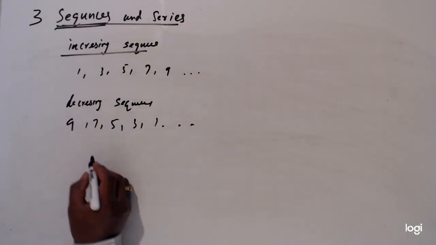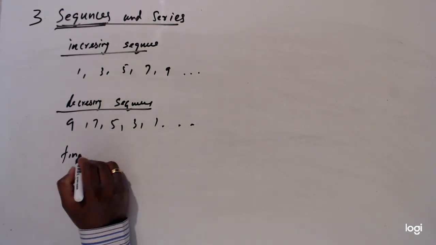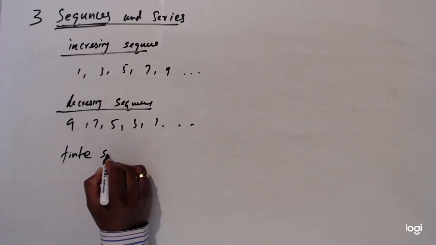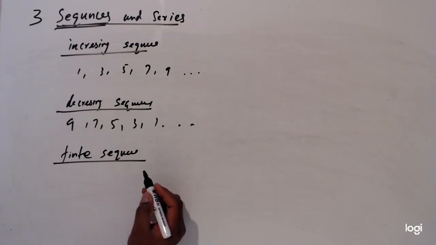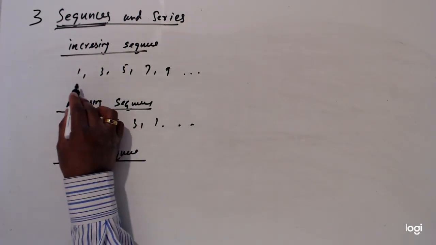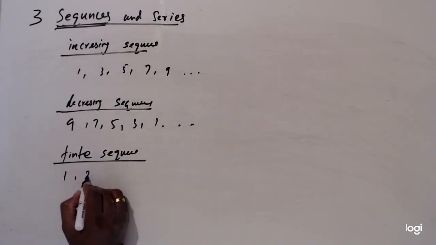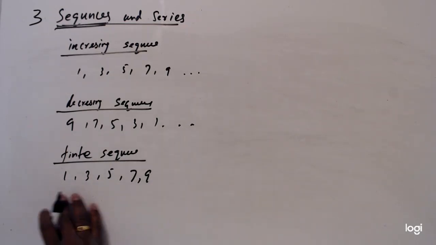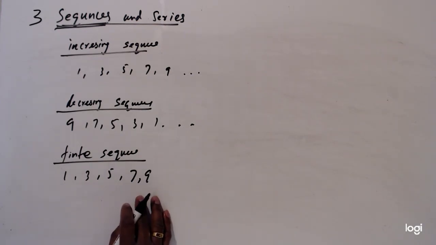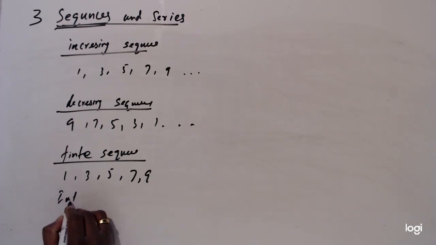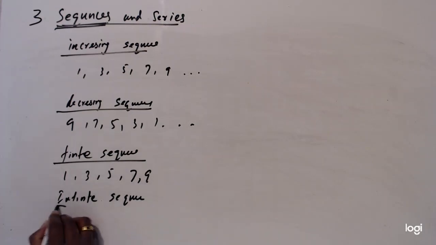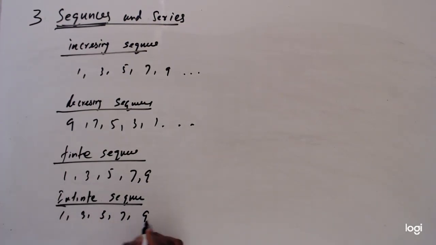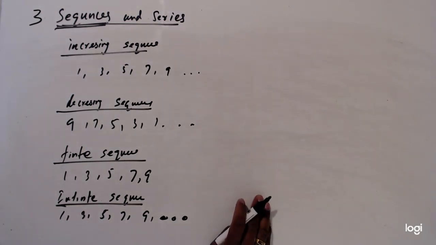And the other one, finite sequence. Not infinite, a limited number of terms. For example, if I remove the 3 dots from here, 1, 3, 5, 7, 9, with no 3 dots, it means not continuing, so a limited number. Finite sequence. And infinite: 1, 3, 5, 7, 9, and here I put 3 dots. If I put 3 dots, it means it continues up to infinity. So infinite sequence.